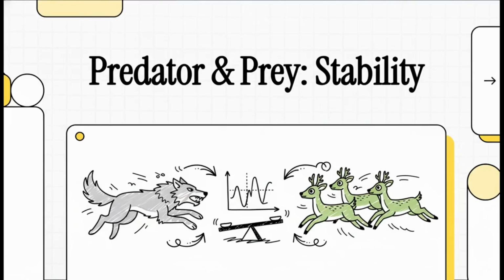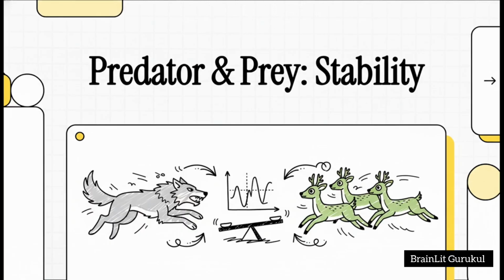In the wild, it's all about survival. And at the heart of it all is this constant dance between predator and prey. But what actually keeps this whole system from collapsing? Well, today, we're going to explore the surprising truth about ecological stability, and let me tell you, it's way more dynamic than you probably think.